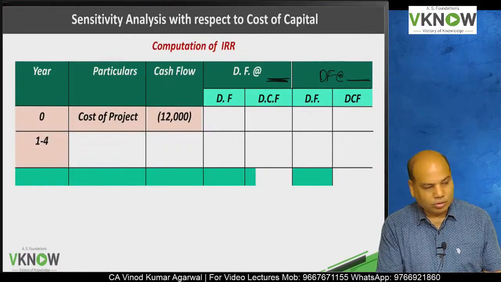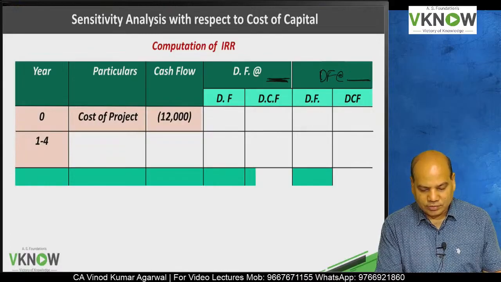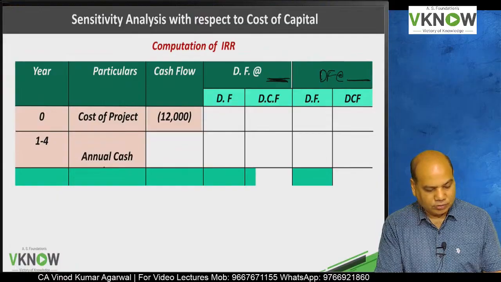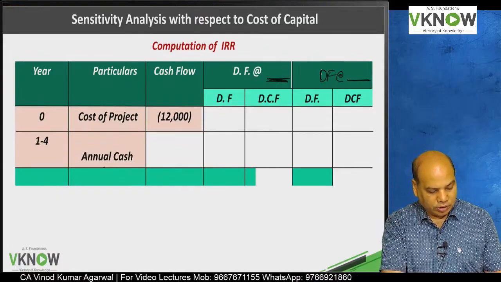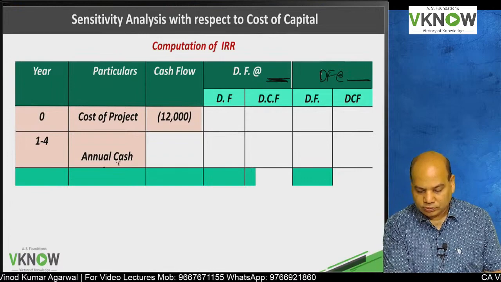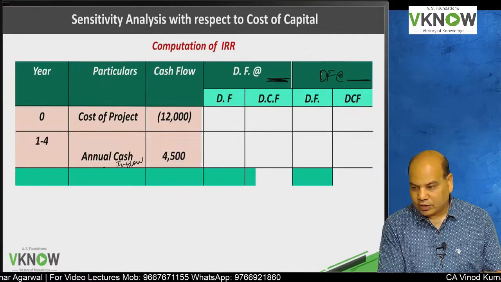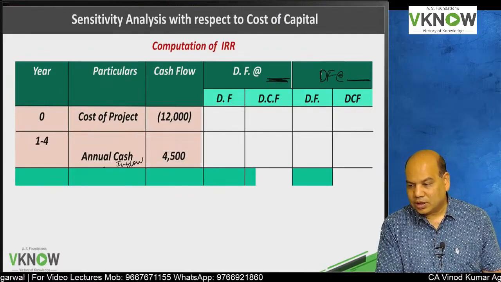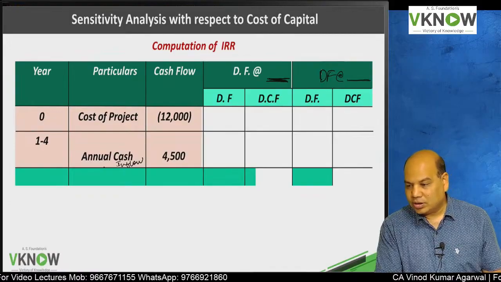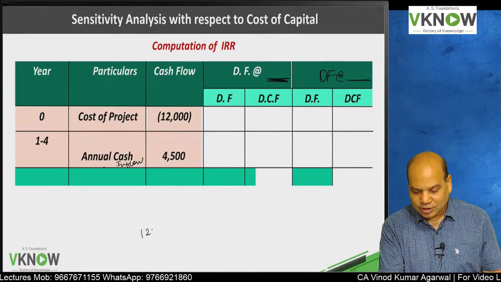Write down year 0 cost of the project, 12,000. Year 1 to 4 annual cash inflow, 4,500. So what should be my start rate? All of you please take out your calculator.